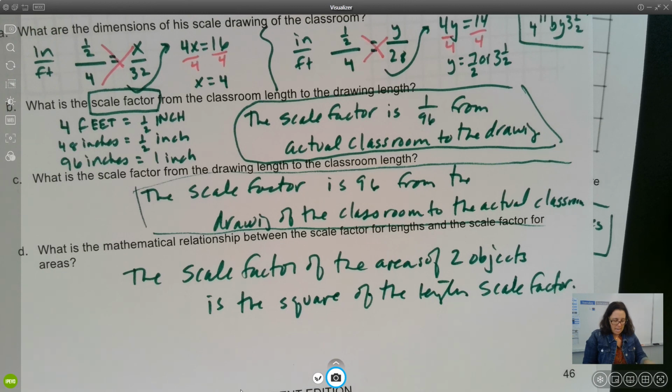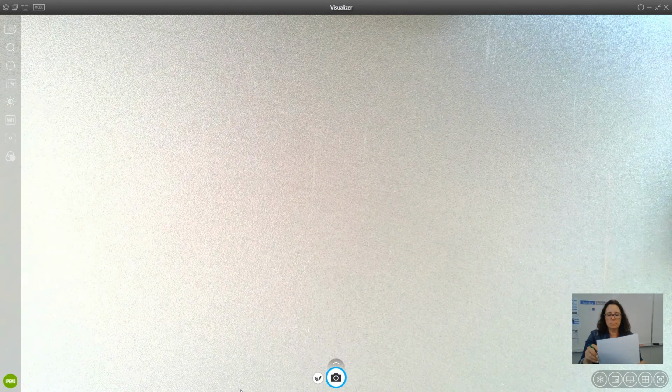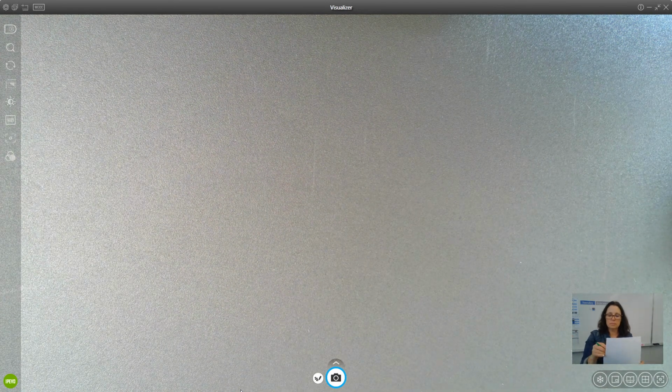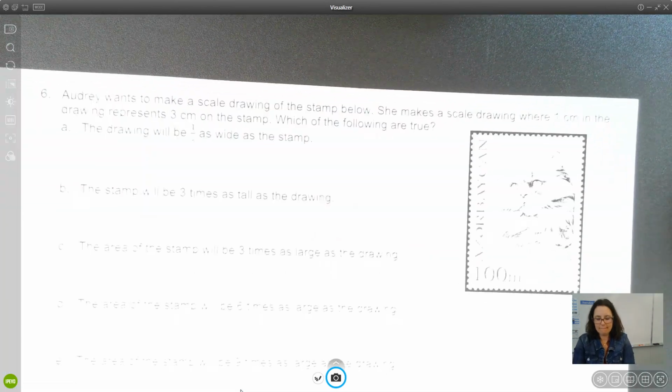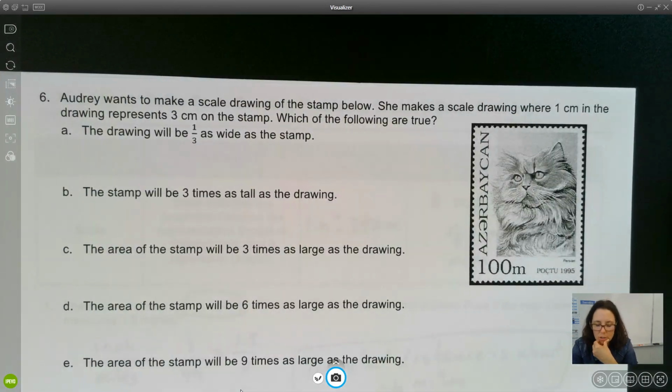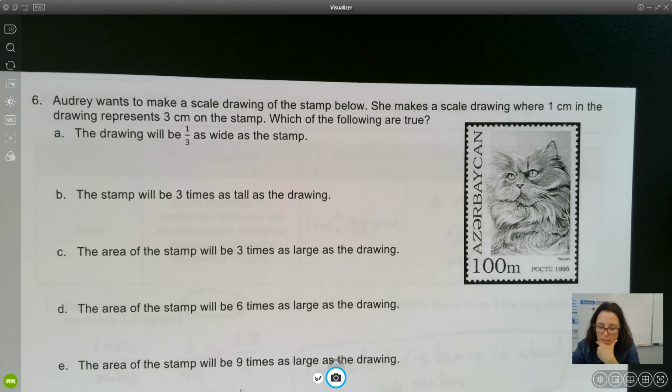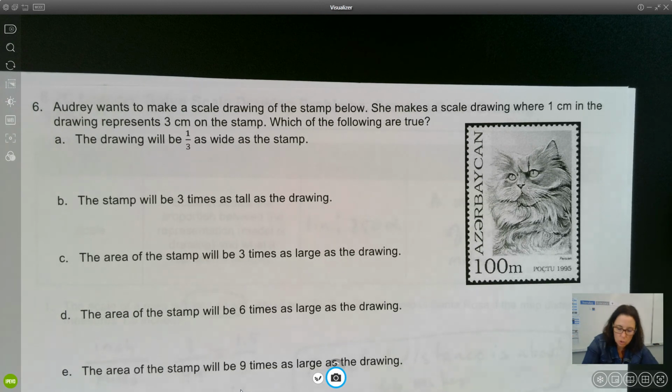All righty, last page. Couple of true, false, and a little drawing to do. Audrey wants to make a scale drawing of the stamp below. She makes a scale drawing where 1 centimeter in the drawing represents 3 centimeters on the stamp. Which of the following are true? The drawing will be 1/3 as wide as the stamp. Okay, that's true.